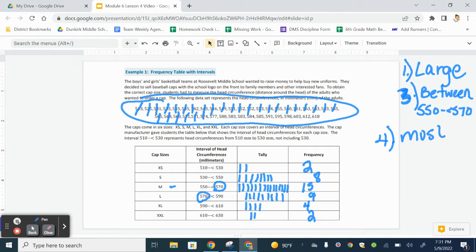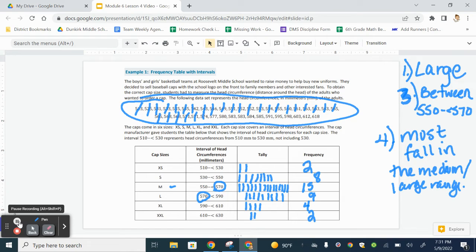Most fall in the medium. You can even say medium or large. Medium, large range. All right. So that is example number 1.